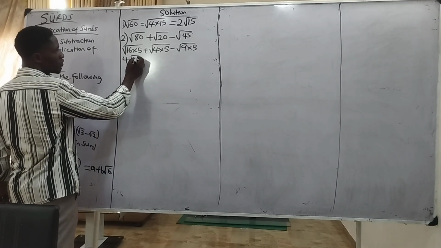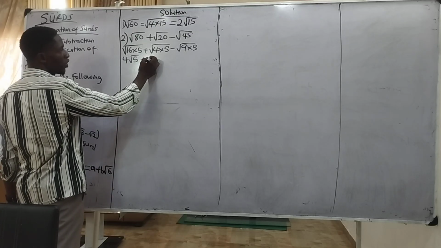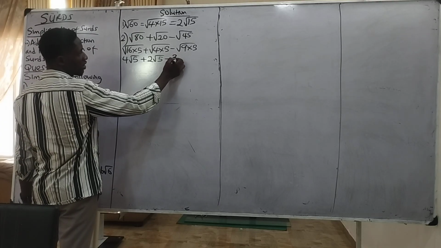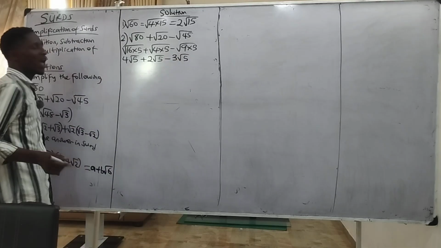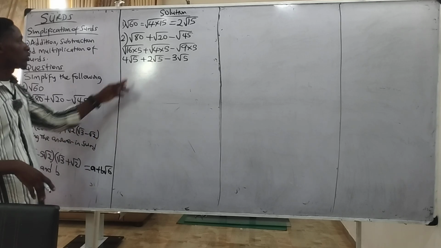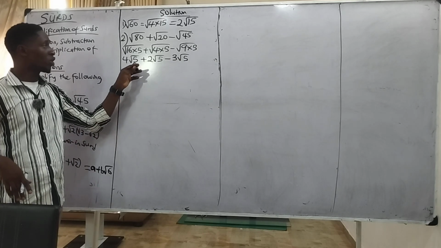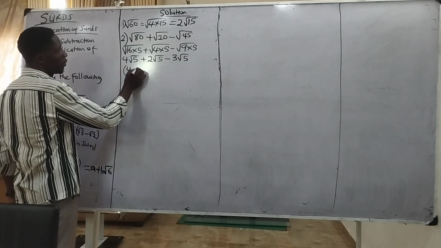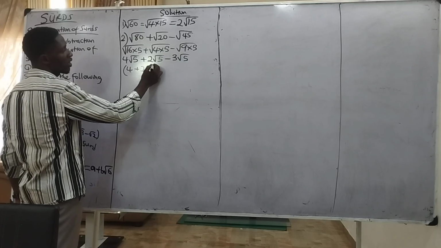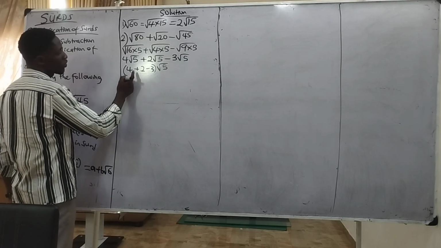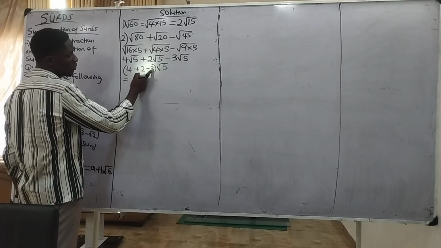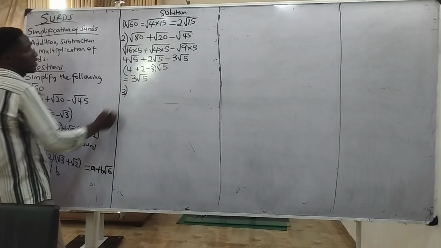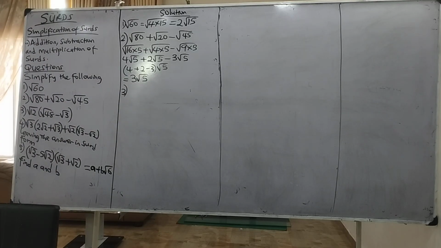We have 4 root 5 plus square root of 4 is 2, 2 root 5, minus square root of 9 is 3, 3 root 5. So these are called like or similar surds because they have the same number inside the root. So let us pick the numbers in front. We have 4 plus 2 minus 3, all in root 5. 4 plus 2 is 6, 6 minus 3 is 3. So the answer is 3 root 5.